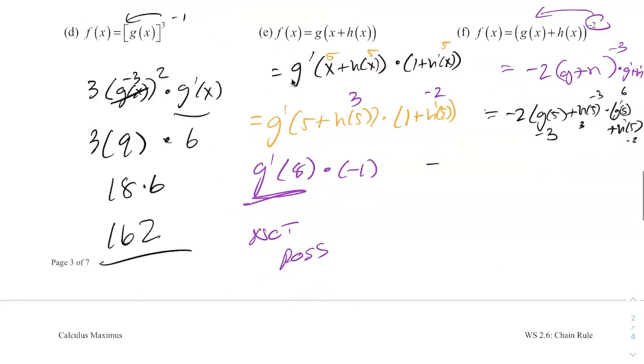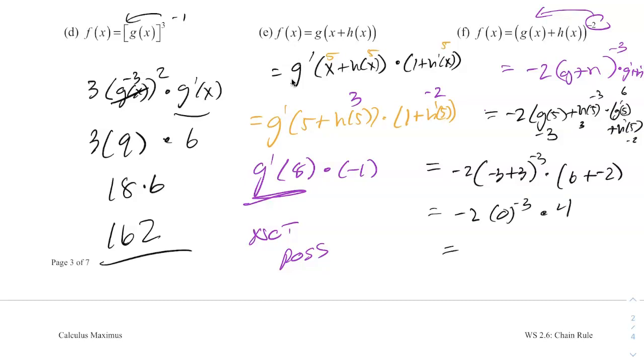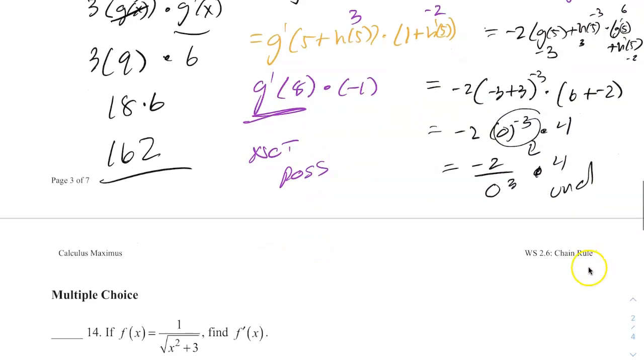So now I can write it a little bit nicer. -2 times (-3 plus 3) to the -3 times (6 plus -2). So I get -2 times 0 to the -3 times 4. There's a problem here. If I flip that, that's all a negative does, it flips it. You can't divide by 0, so this is undefined. So it is possible, it's just undefined, no solution to that one.